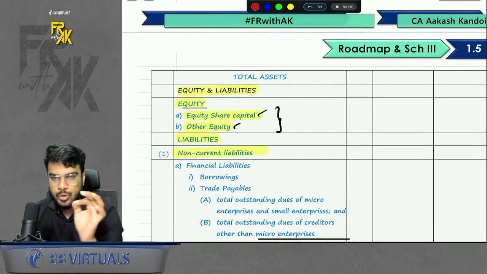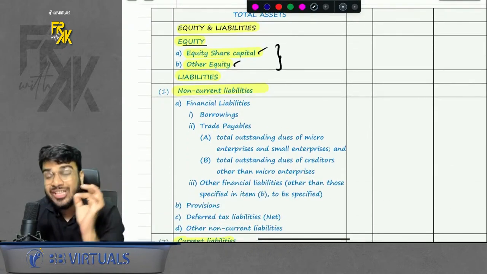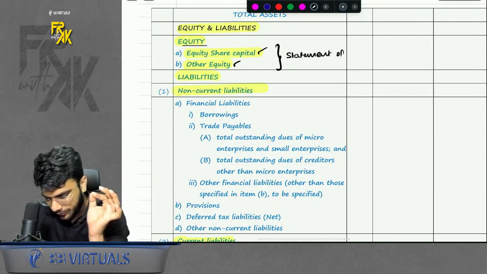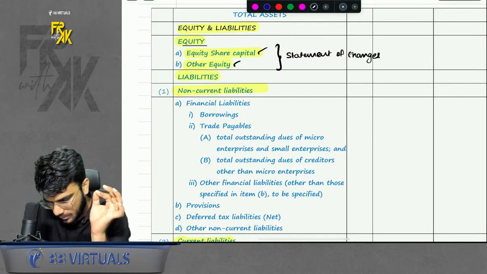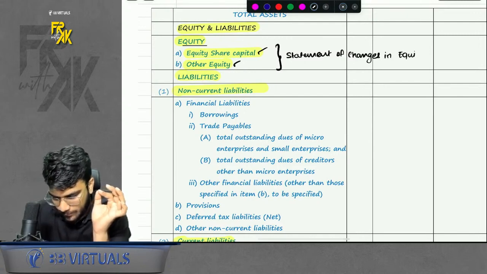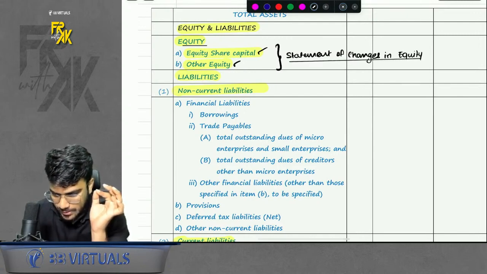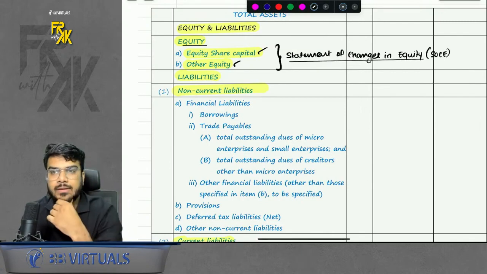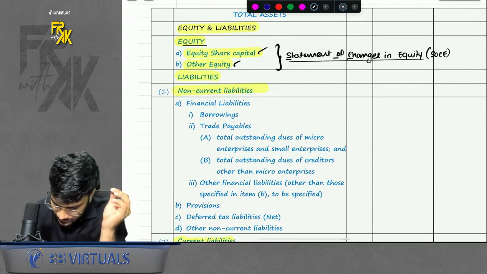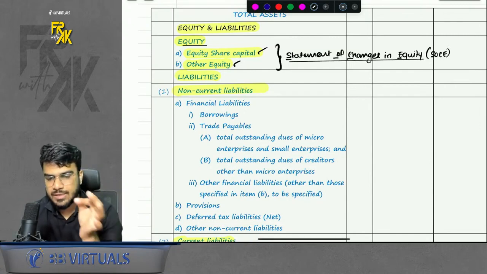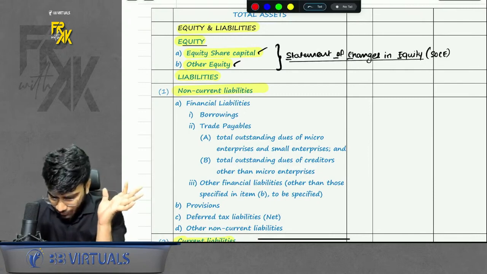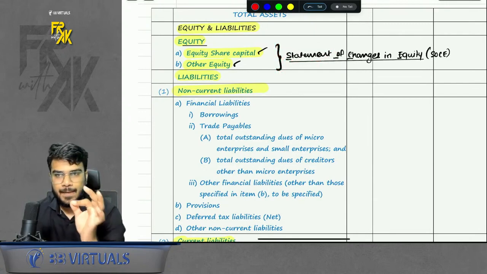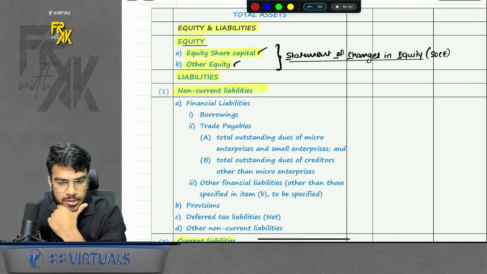That is why for these two elements, or for this equity element, we do not prepare any notes to accounts, but we will have to prepare a statement which is known as the statement of changes in equity, SOCE for short. Sir, why do we require a statement? Because the scope of these two elements is much wider, so a single notes to accounts won't be sufficient.